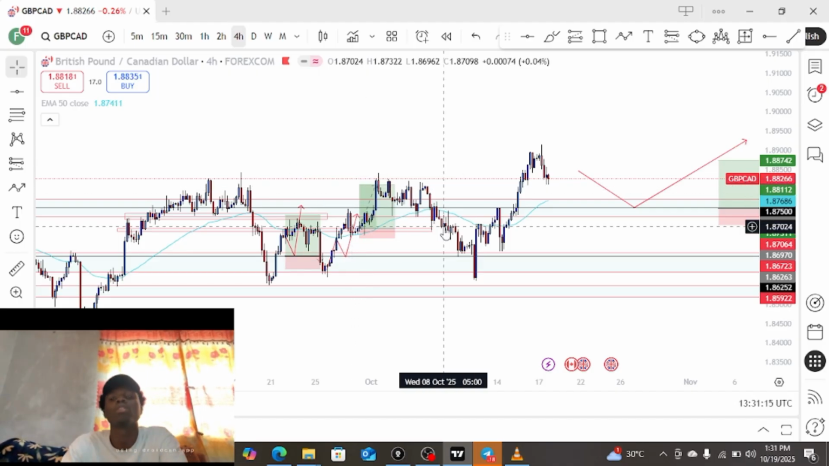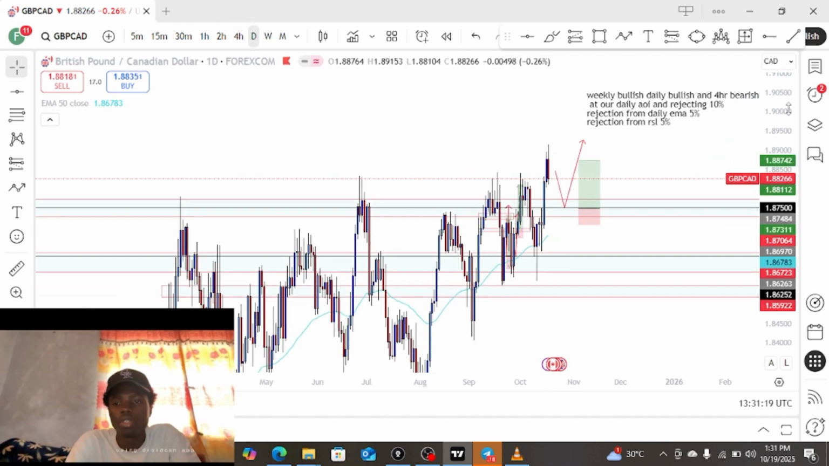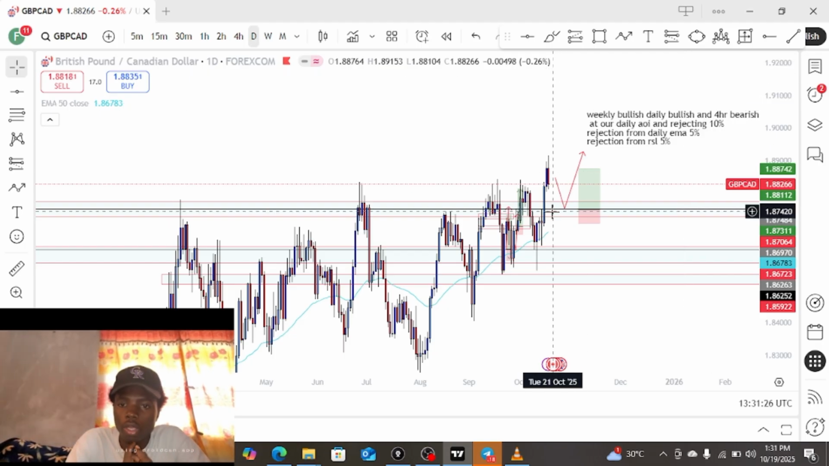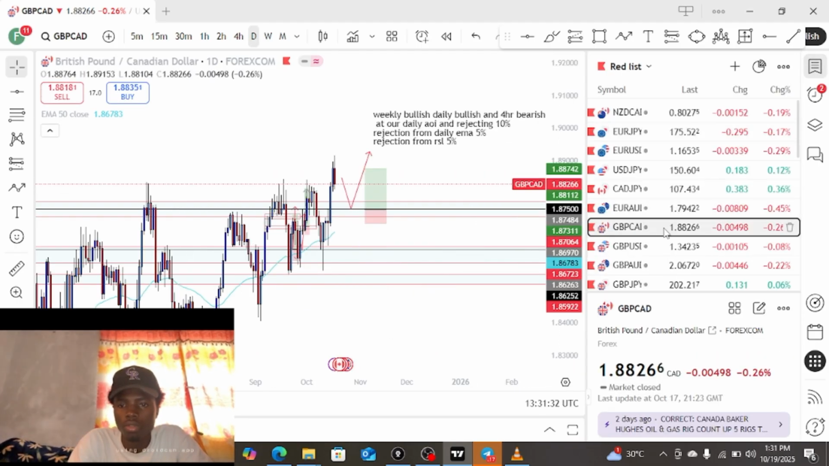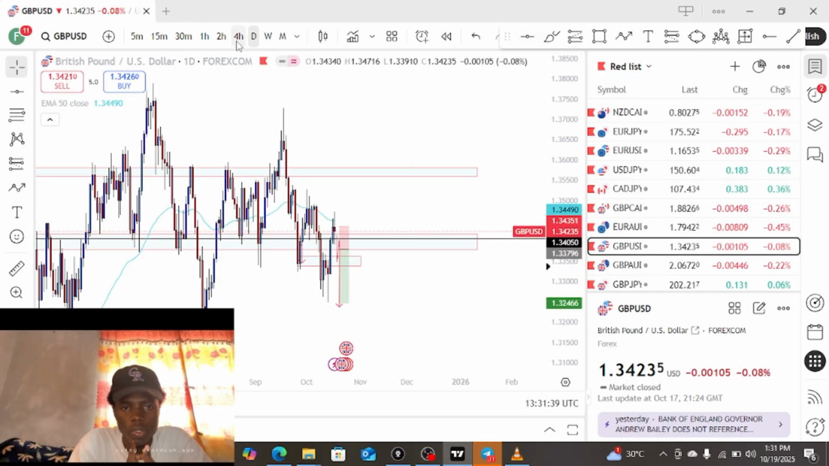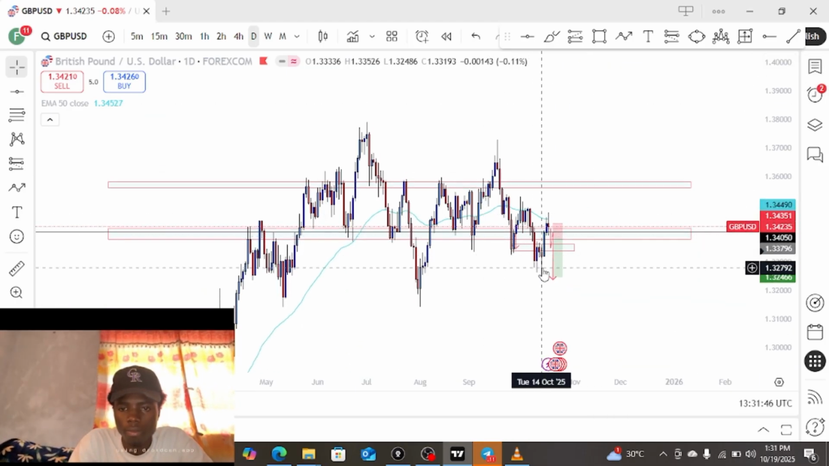So I'm looking for it. I'm now waiting for it to come to my AOI. It is not yet at my AOI, so I'm waiting for it to come there. So we'll keep our eye on it. So this will be right here. GBP USD.